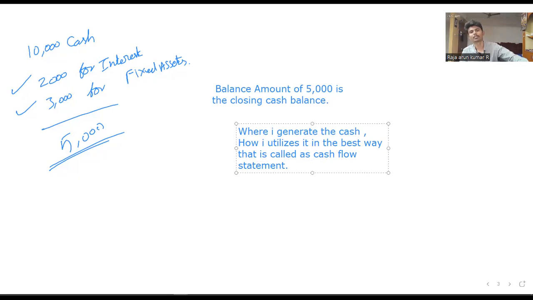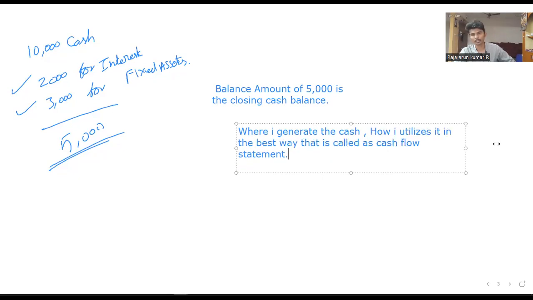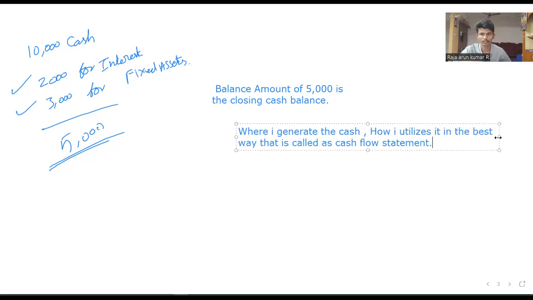Okay, note it down in your notes also. These are the meaning of the cash flow statement. You must understand the meaning and concept wise. Then only you can understand how to derive the sum in an easy way and understand the logic of how it comes and goes. This is a simple cash flow statement: where you generate the cash and how you utilize it in the best way is called a cash flow statement. In simple terms, the cash flow statement is this only.